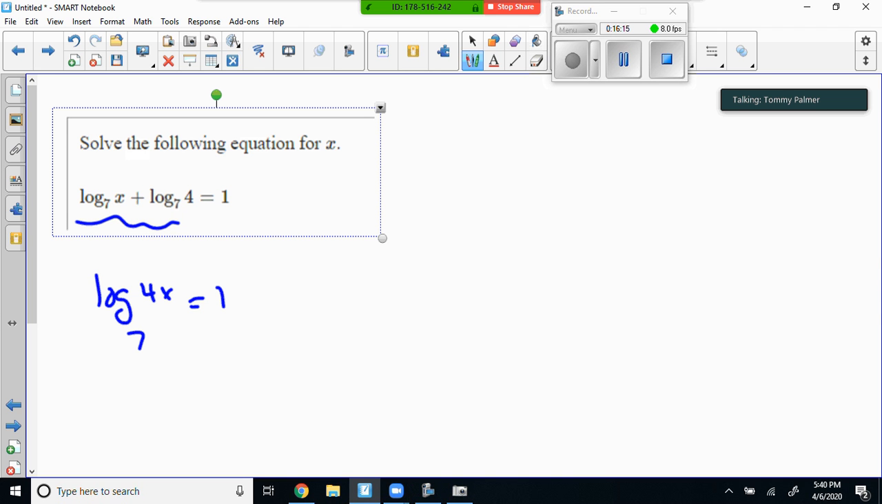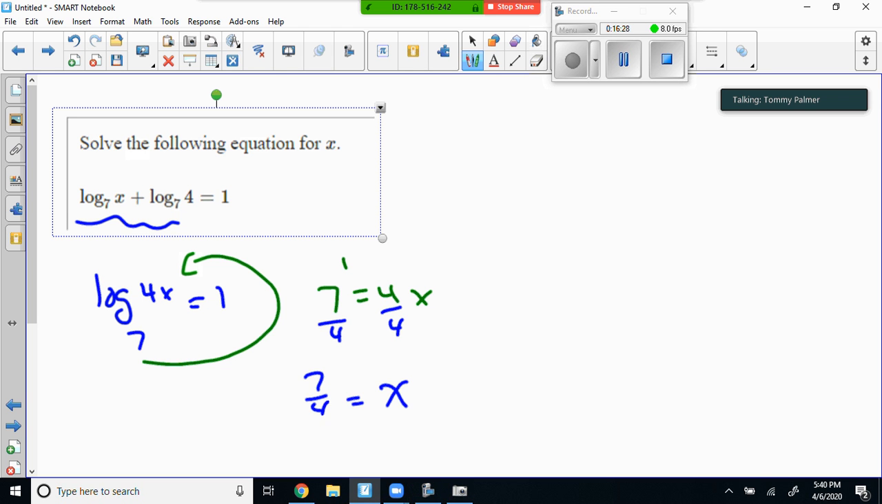And then what we do is we just do this, the backward C, right? 7 raised to the first equal to 4x, right? And then we just divide both sides by 4. So x is equal to 7/4, right? That's probably the easiest way to do it. But, hey, we can do this thing another way.